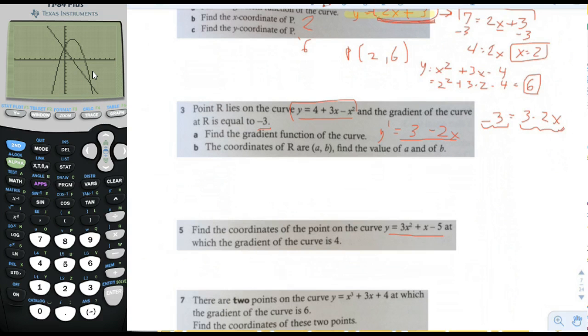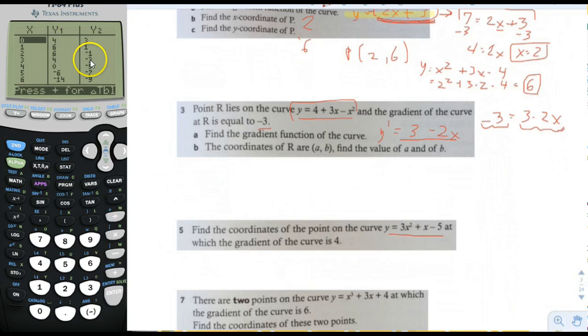Okay, then it says, find the gradient function of the curve. We already did that. We wrote it down. The coordinates of R are a, b. Find the values of a and b. And what is it about R that makes it R? The gradient of the curve at point R is -3. So when is the gradient function, the line, equal to -3? Well, let's see if the table can tell us again.